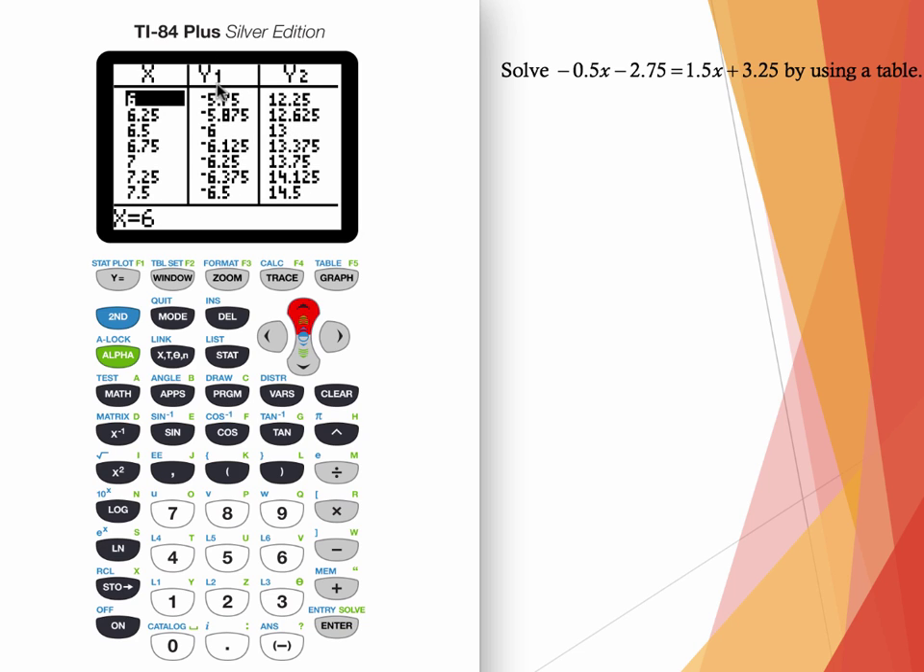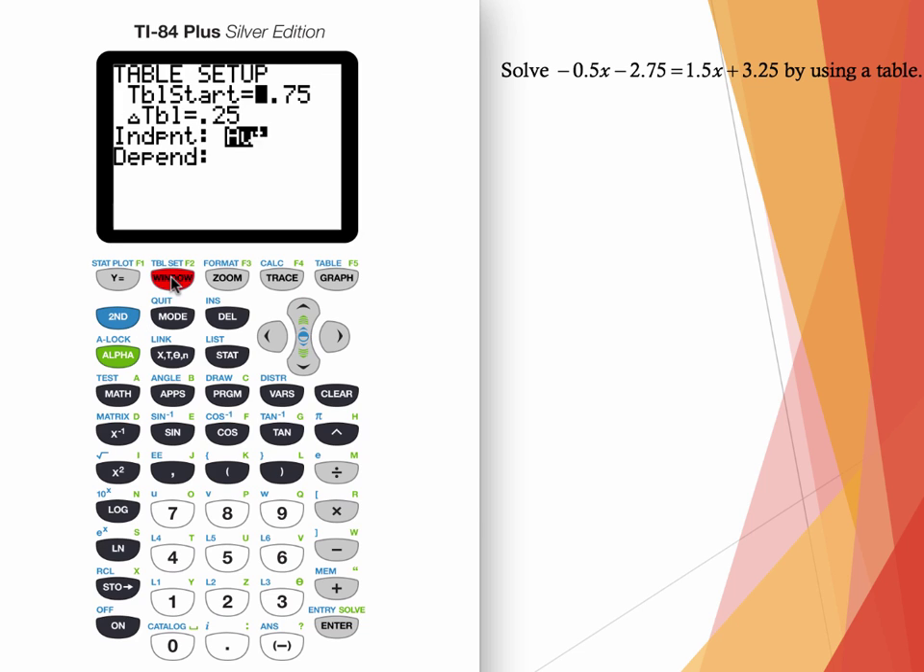So I look at my y1 values, I have a lot of negative values. My y2 values, they're all positive. If I go up, I noticed that both sets of numbers are getting closer to 0, just in opposite directions. You may want to rewrite your table so that it's counting by ones again. It's not necessary, but I'm going to start it at 0 and count by ones so that I don't have to scroll for too long.